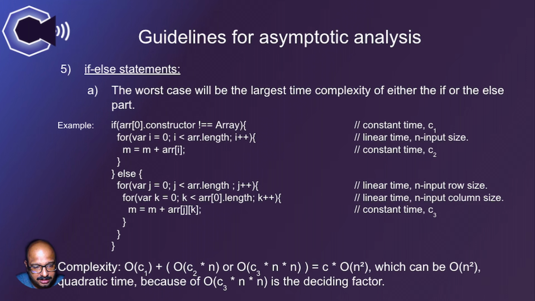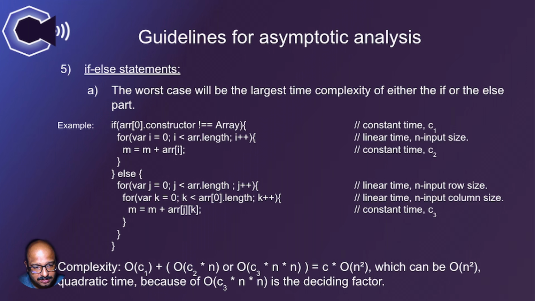So here the deciding factor is the else block, and it has a quadratic time because that is a nested for loop and it runs for the full array.length. So we can say the complexity of this if else block is determined by the else block, and it is in the order of n square, which is the quadratic time.